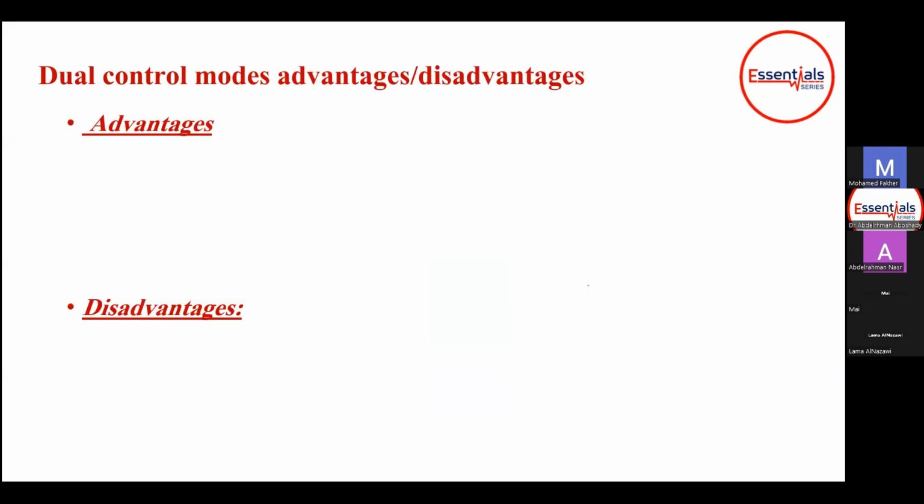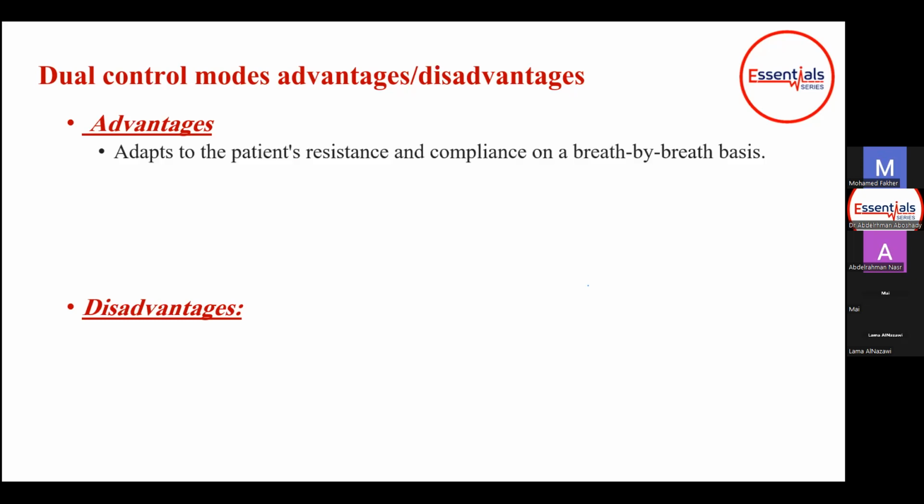So what are the advantages of dual control modes? That's why it's called adaptive. It adapts to patient change in compliance. When the compliance changes, the pressure rises to achieve the tidal volume that is needed. Tidal volume does not vary too much; there is very minimal variation between breaths in the dual control mode. But in pressure control mode, once the patient has a problem in the resistance or in the compliance, the tidal volume will be variable, and the minute volume might not be achieved.